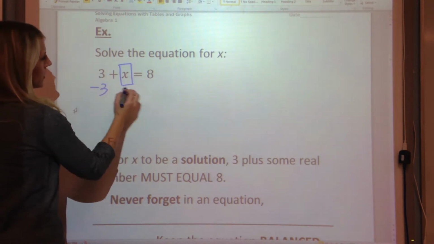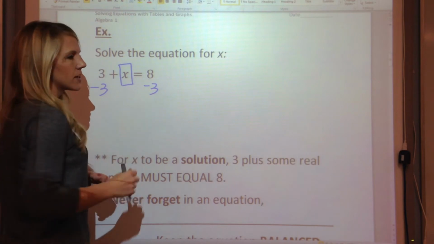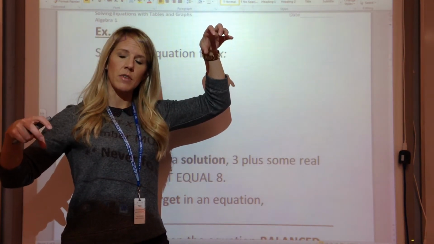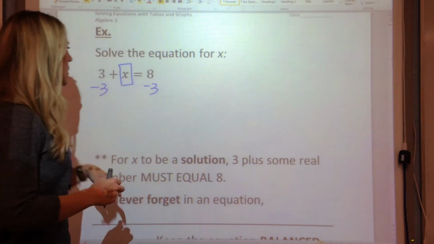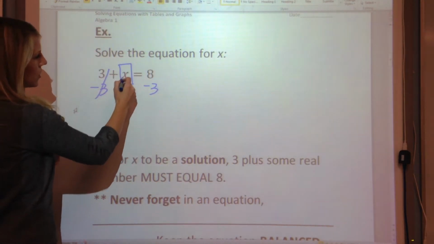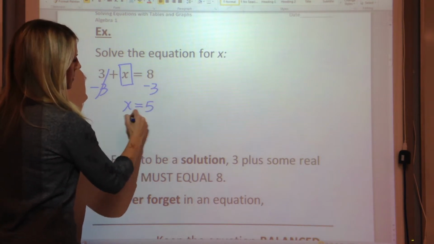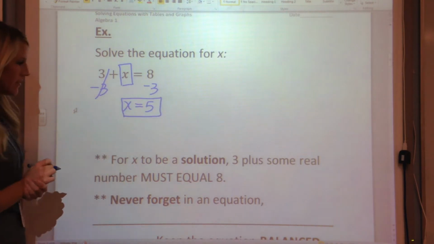But if I subtract 3 here, I have to also do it on the right side. Remember, keeping everything balanced. You subtract 3, you've got to do the same thing to the other side to get it equal again. So 3 minus 3 is 0. We still have this x. 8 minus 3 is 5. So x equals 5.